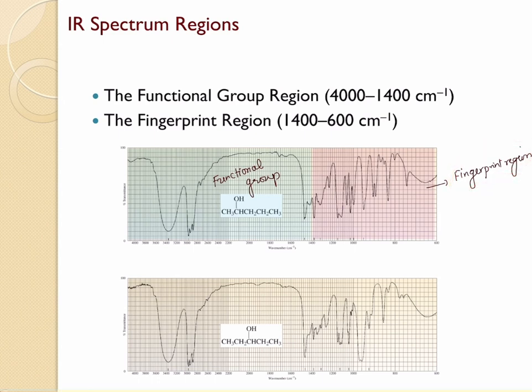Just as the name says, the fingerprint region is going to be characteristic of the compound. Even if two compounds have exactly the same functional group, their fingerprint regions are going to be definitely different. They're not going to be identical because the functional groups are in two different environments.